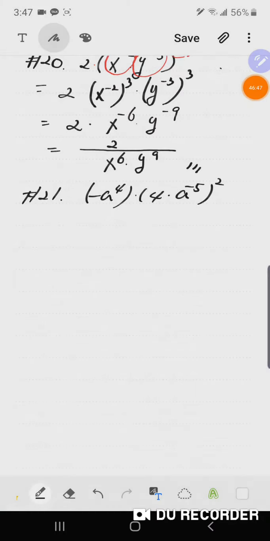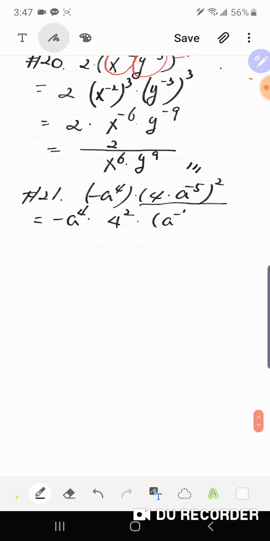Okay, for number 21, negative 8 to the 4th power is just one exponential form. So we can write it like this. And then for the second exponential form, you can raise each factor to the 2nd power: 4 squared, and 8 to the negative 5 to the 2nd power. Then 4 squared is 16, right? So this is 16 times 8 to the negative 10.